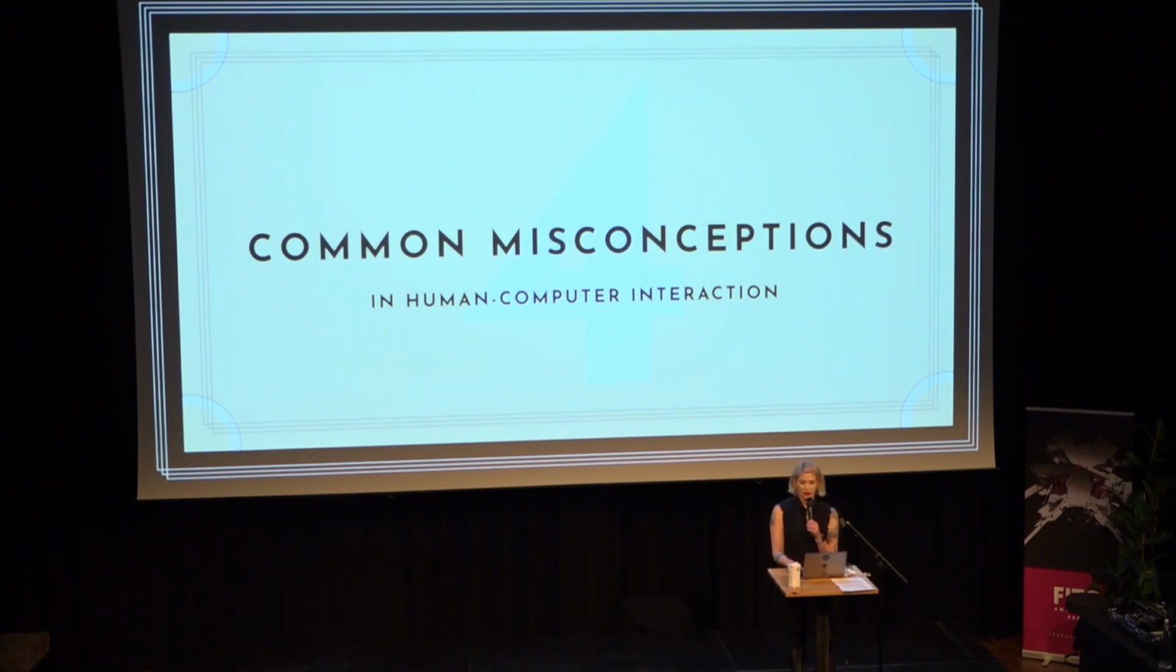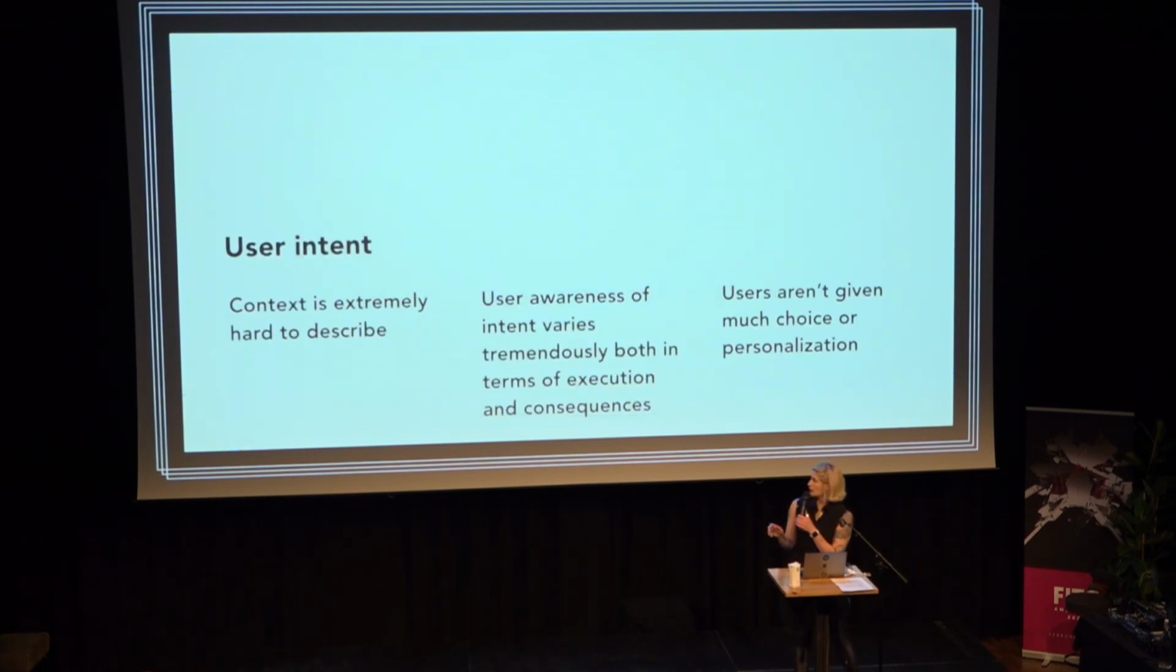I think the most common that's applicable to ambient computing is the assumption that we can make correct inferences about user desire without the users telling us. Context is extremely hard to describe. It's not only hard to intuit, it is not only hard to detail, it is not only hard to code against, it is hard for humans themselves to even describe to themselves or each other. User awareness of intent varies tremendously in terms of just literally everything.